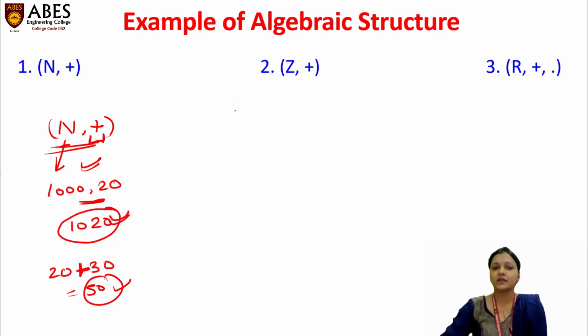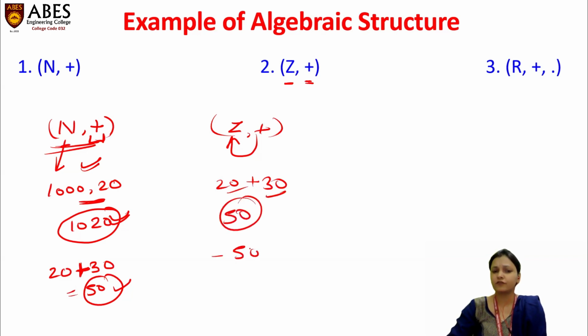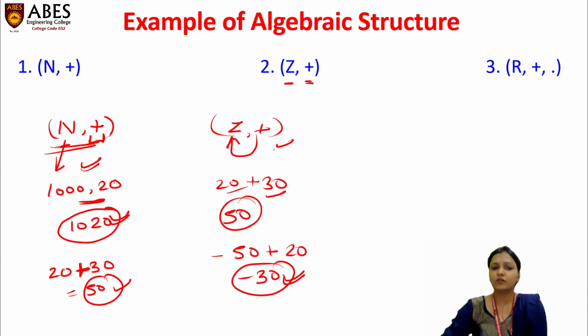The second example is when we apply the addition operator on the set of integers. Again, if we apply the addition operator on any two integers, we will get an integer. We can consider any two integers, 20 and 30. These are two integers, and we will again get an integer. If we take minus 50 plus 20, we will get minus 30, and minus 30 is again an integer. So Z, the set of integers with the addition operation, is always an algebraic structure.